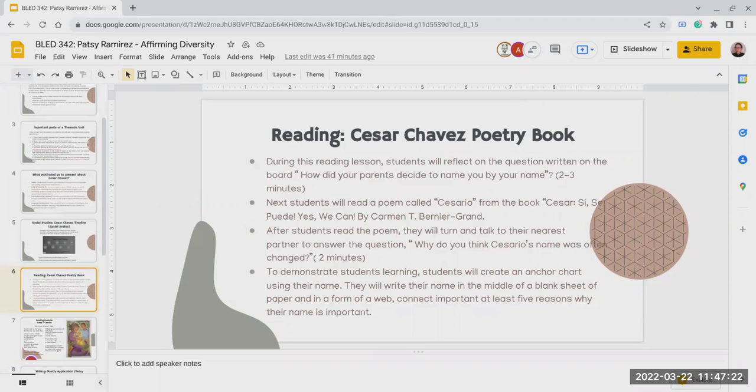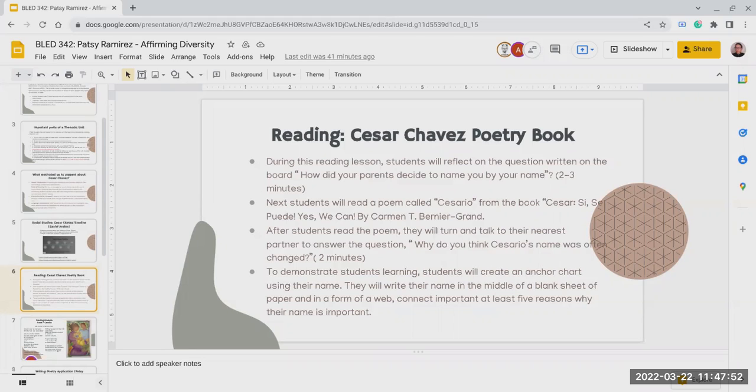Next, students will read the poem called Cesario from the book Cesar, Si Se Puede, Yes We Can, by Carmen T. Bernier Grant, which I will show in the next slide. But continuing on, after students read the poem, they will turn and talk to their nearest partner to answer the question: Why do you think Cesario's name was often changed? And they would do this for about 2 minutes, a very close discussion.